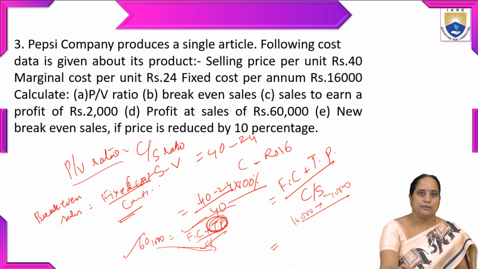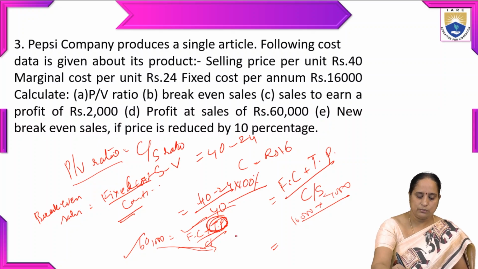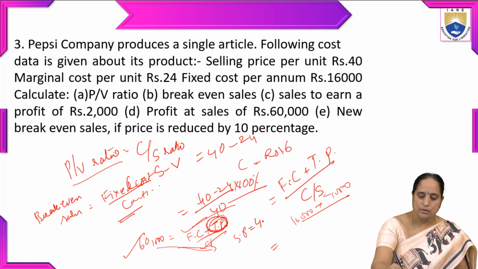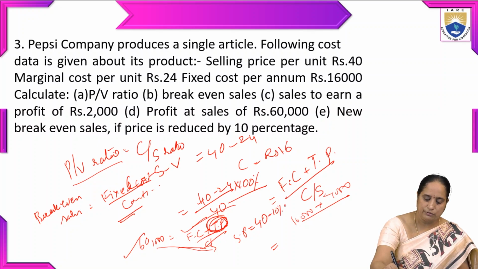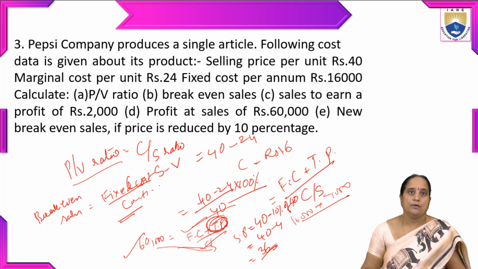Then the last bit is new break-even sales if price is reduced by 10%. So 10% on the existing sales price. The present sales price is 40 rupees per unit. So 10% on this means 40 minus 10% of 40, so 40 minus 4 rupees. The current selling price is 36 rupees. Again we have to find out profit volume ratio and break-even sales. So that's how we find the solution to this problem.